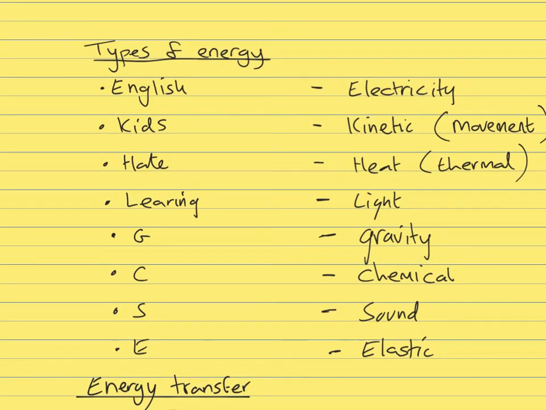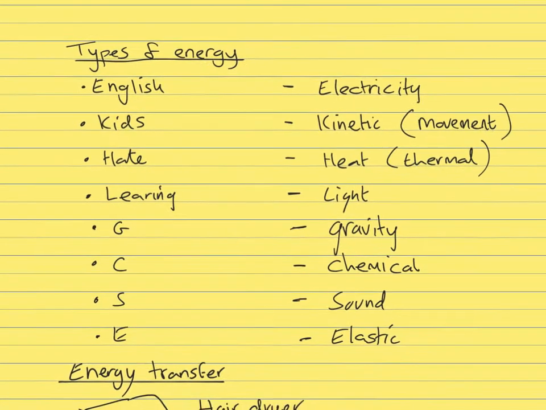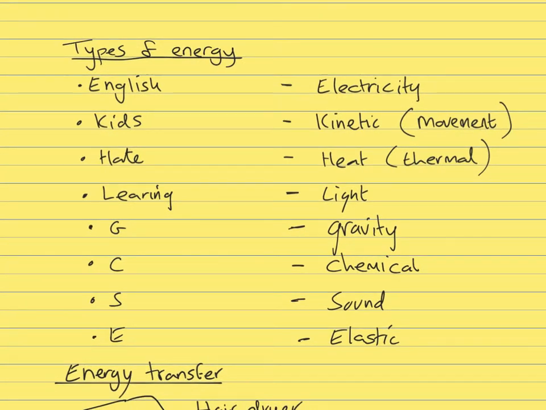There's 8 types of energy, and I remember it by English Kids Hate Learning GCSE. Okay, there's 1, 2, 3, 4, 5, 6, 7, 8. And each one of these will represent a type of energy. Now, you're not going to be tested on this. The question's not going to be like list the 8 types of energy. But you need to know them to be able to give the energy transfers and then to be able to calculate efficiency. And that's what we're going to be doing in today's lesson.